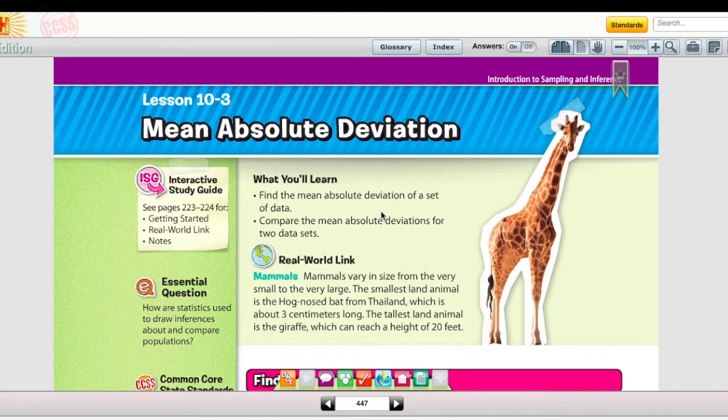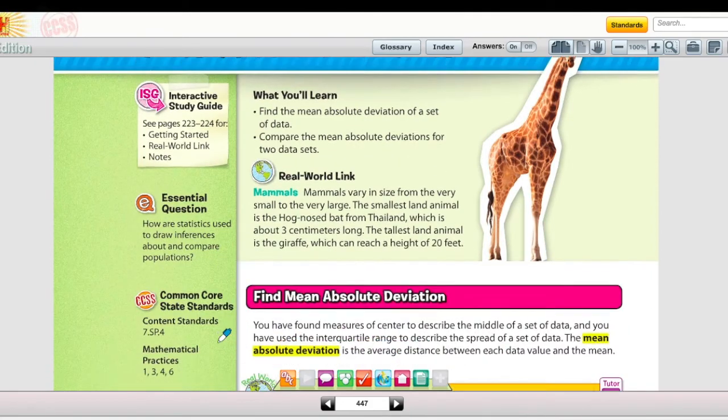In Lesson 10.3, you're going to be learning about mean absolute deviation. You'll be able to find the mean absolute deviation of a set of data, and you'll also be able to compare the mean absolute deviations for two sets of data. Remember that the essential question for Chapter 10 is how are statistics used to draw inferences about and compare populations.